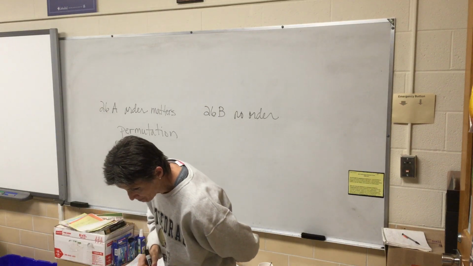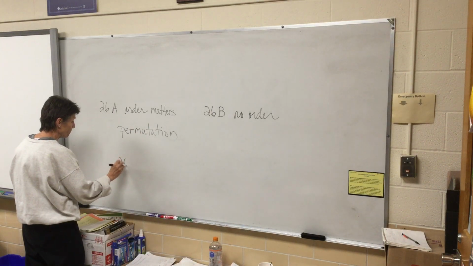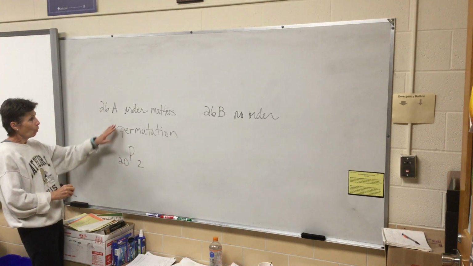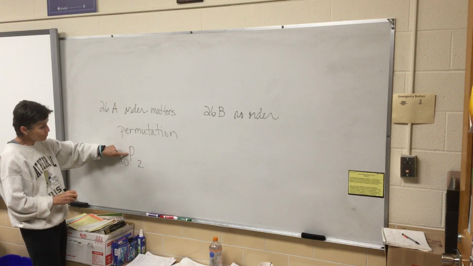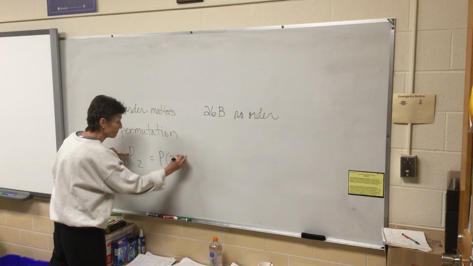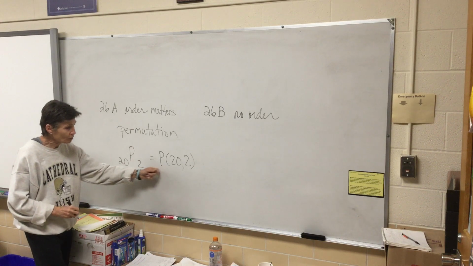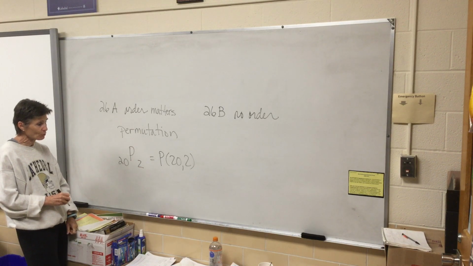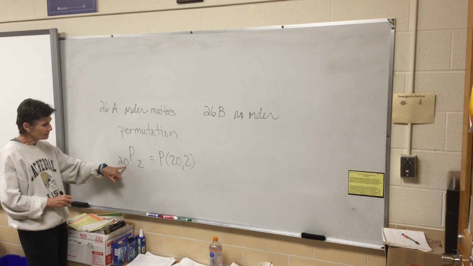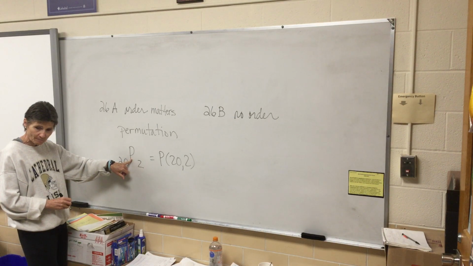In this problem, we would have 20 people chosen 2 at a time. Order matters. It's a permutation, 20 people taken 2 at a time. That can be written in 2 different ways. I'm going to use both notations periodically to keep you comfortable. But what this says to me is you have 20 people, you are choosing 2, and order matters.